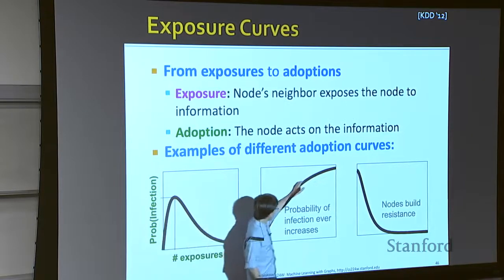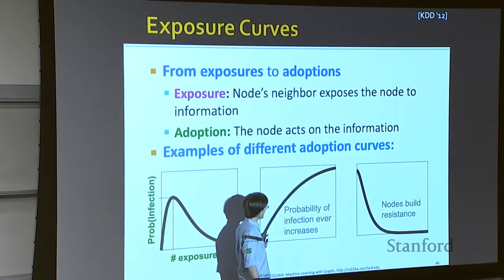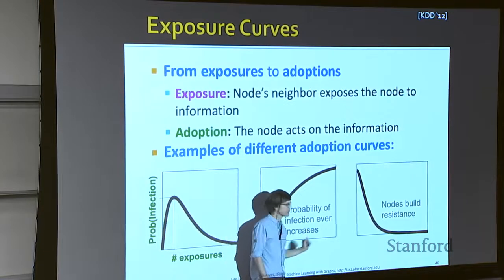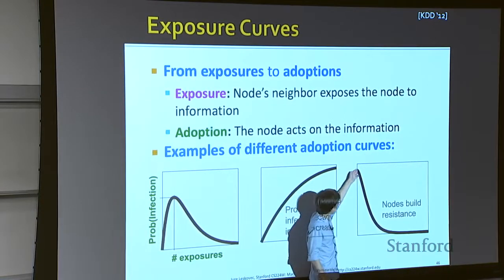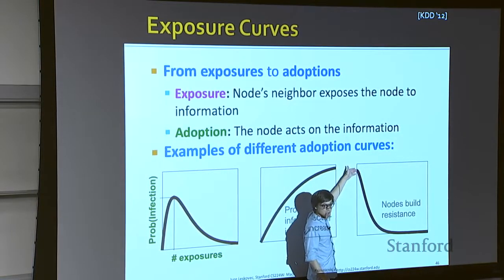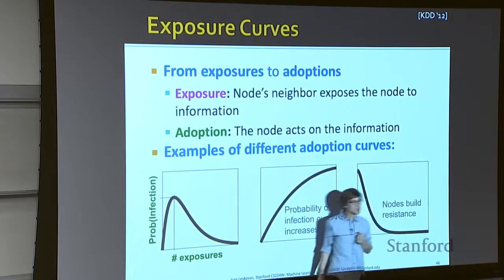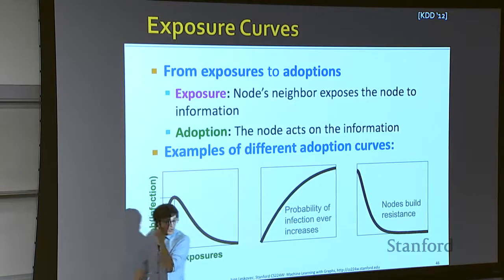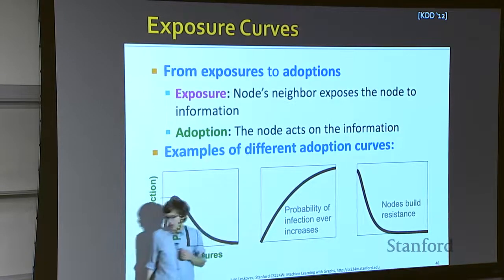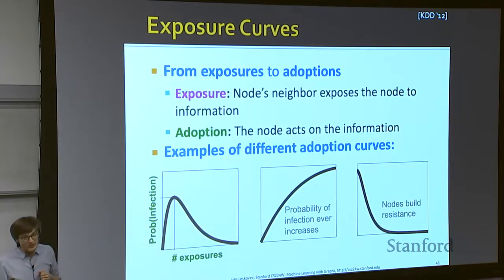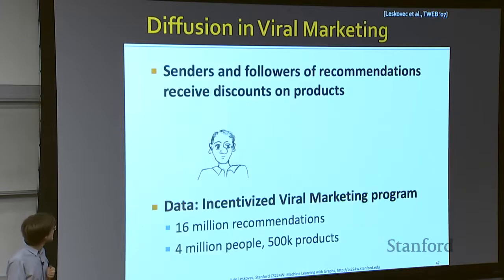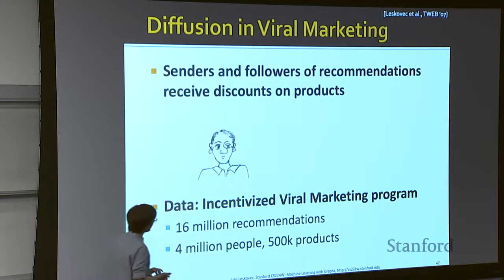This is like the probability of infection just increases with the number of exposures. Or you could have something where actually the first exposure is the most infectious, and then it decreases. And you can actually go and estimate exposure curves for different applications. So let me show you some estimates of these exposure curves. So here is one example.